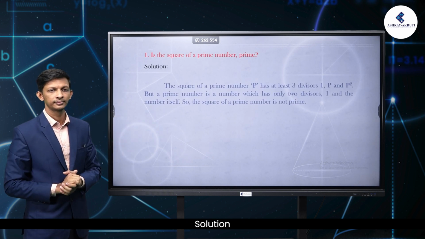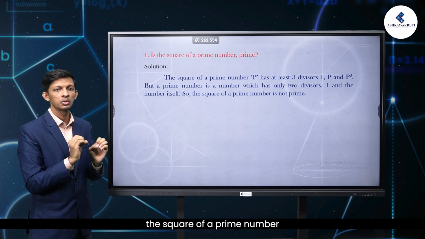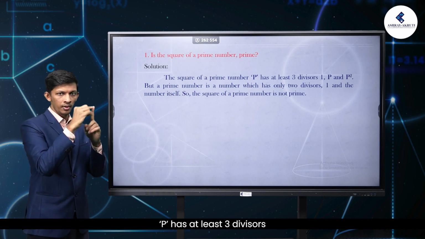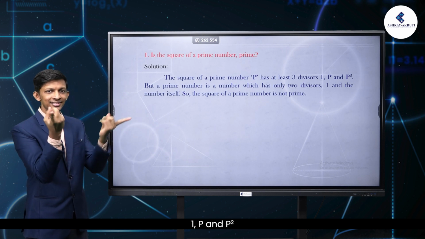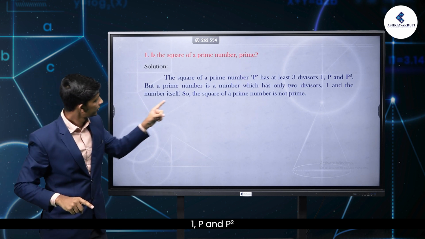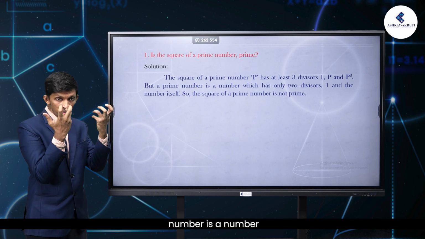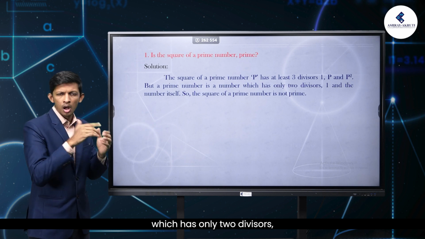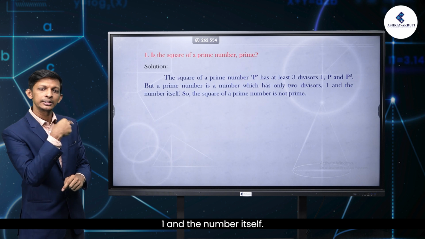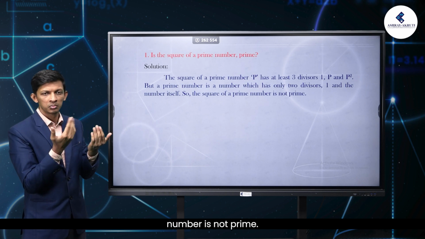Solution: no. Why? The square of a prime number p has at least 3 divisors: 1, p and p squared. But a prime number is a number which has only 2 divisors, 1 and the number itself. So the square of a prime number is not prime.